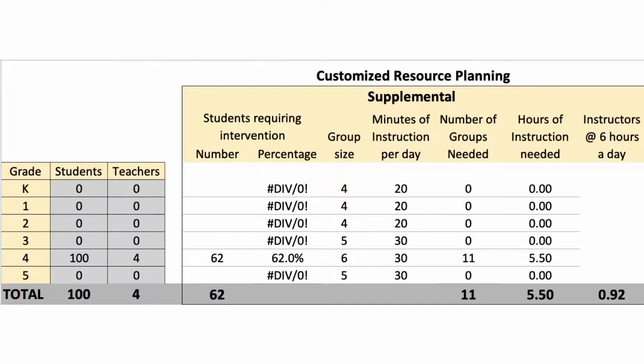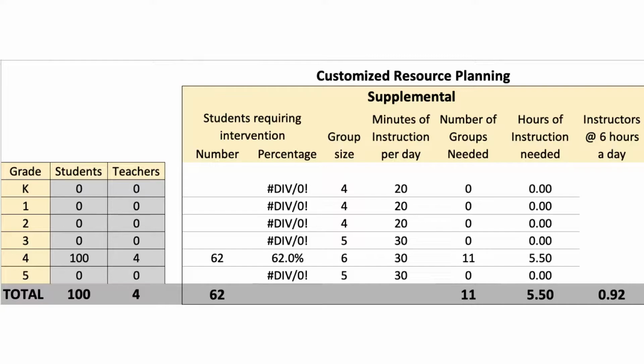So this team used the customized resource planning section to show that they had 62 students who were at risk in math, and that was the screening that they completed with the NC-INCs, and that's 62% of their grade level showing risk. They've chosen a math intervention called Do the Math that allows a group size of 6, so they changed that piece, for 30 minutes of instruction a day. And what you can see here is that to intervene with all the students showing risk, this would require 5.5 hours of daily instruction, or almost a full-time position, to provide intervention.